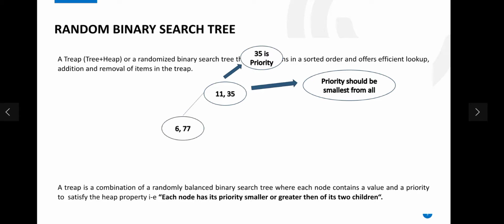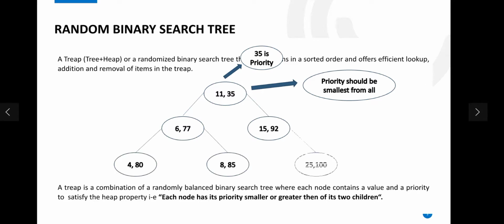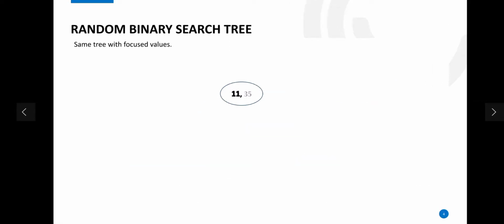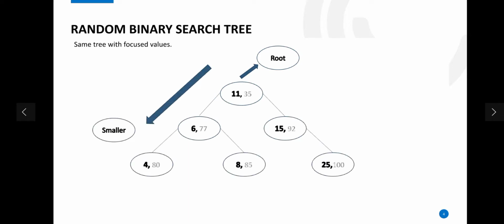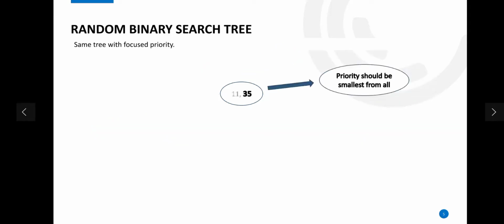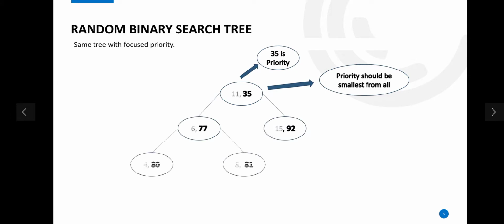We are trying to insert 6 and 77. 6 is smaller than the root, so it goes to the left-hand side, and 15 is greater, so it goes to the right-hand side. You can see in this example the same tree with focus on values, just to show that our tree is following the binary search tree property, that is, smaller on the left and greater on the right. Same tree with focus on priority, just to show that the heap property is fulfilled, that is, the root should have the minimum priority among all the nodes.